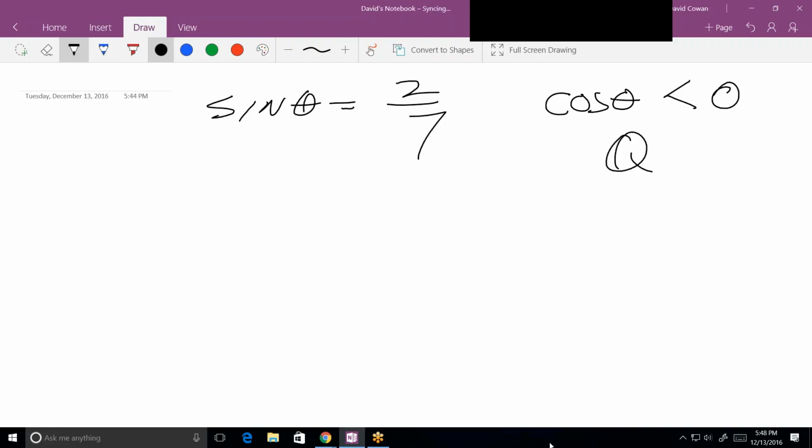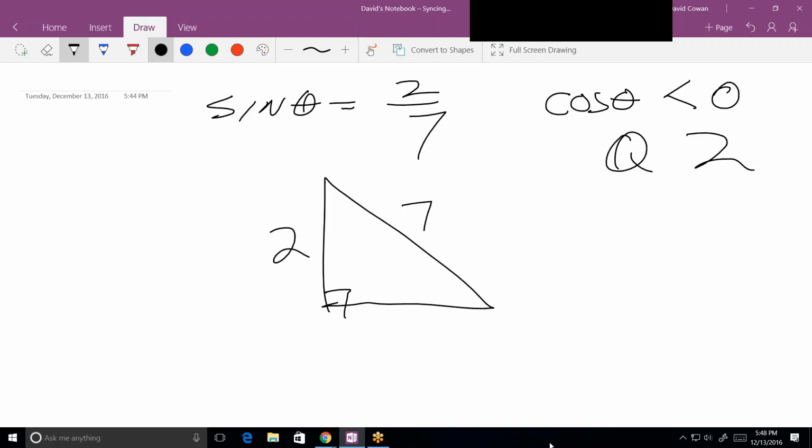You'd be in the second quadrant. Okay, now we still draw our triangle just like before. We still dimension it exactly like before. What was this? This was 3√5.